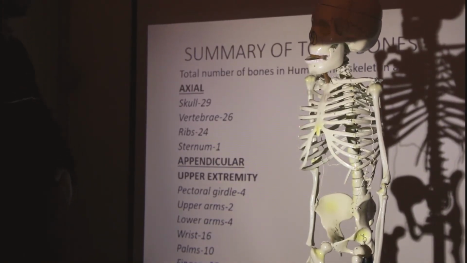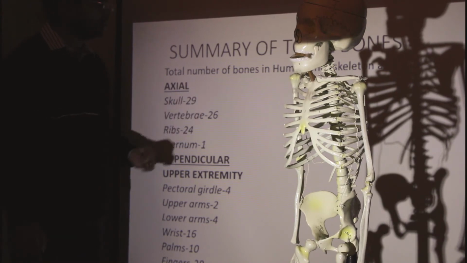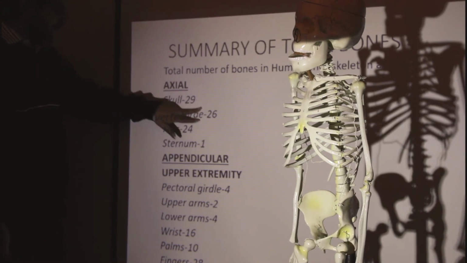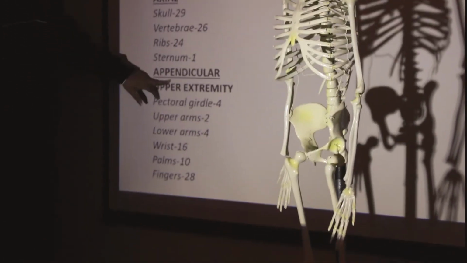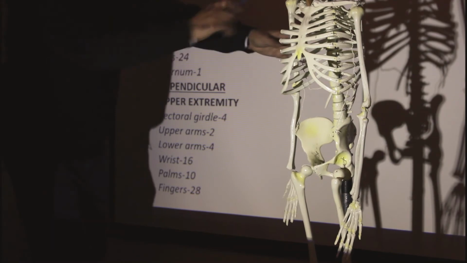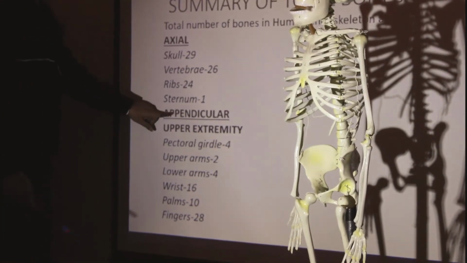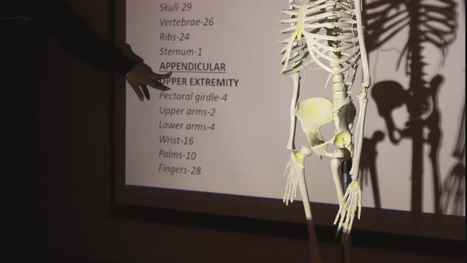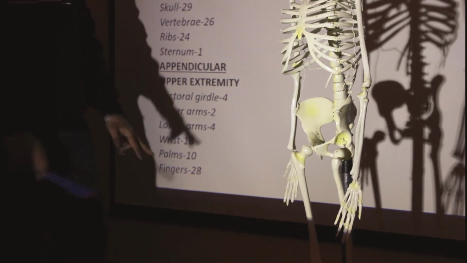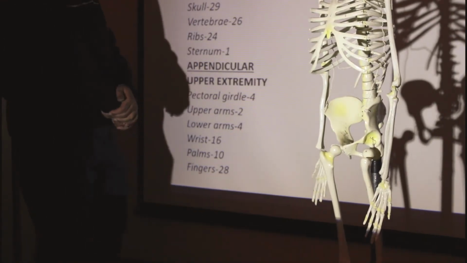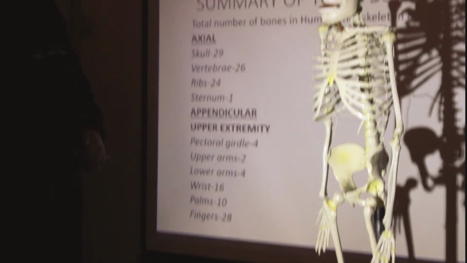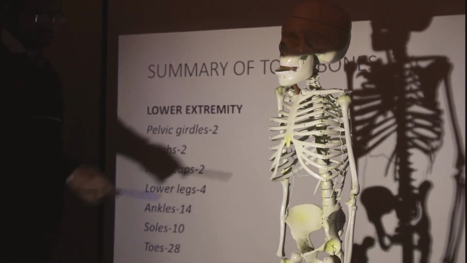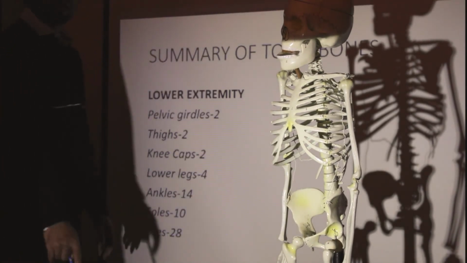Summary of the total bones. The total number of bones in the human endoskeleton: the axial skeleton has 80 bones, and the appendicular skeleton, which comprises both the upper extremity and lower extremity, has 126. The total makes 206 bones. The lower extremity comes under the appendicular skeleton.